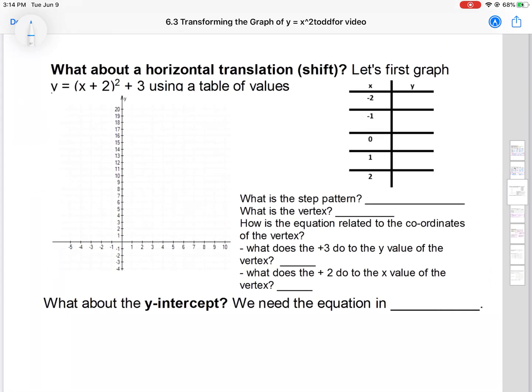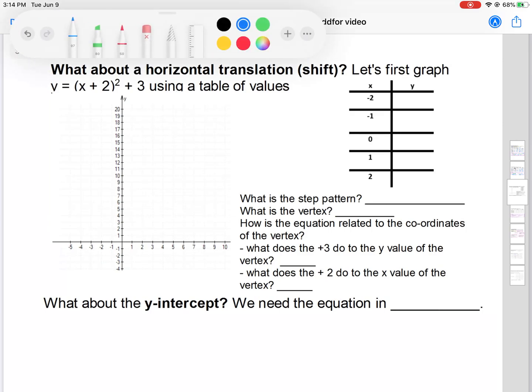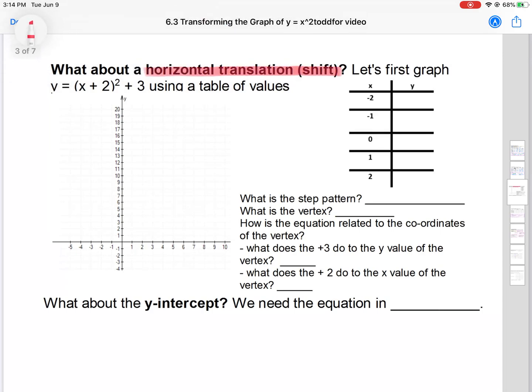So your textbook sort of uses the words interchangeably. You can either call it, let's pick a different color here, a horizontal translation or shift. That means the same thing, okay? So let's graph. Now we have something happening inside the brackets here, okay? So in vertex form, we call this number inside the brackets here the p value. Okay, so you'll see that when we do the summary slides.